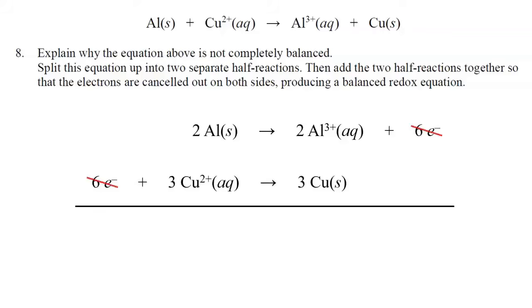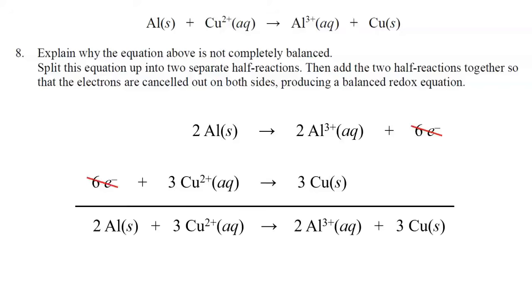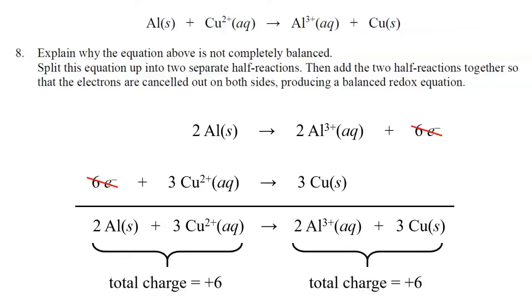And now, when I add the 2 half reactions together, this is what I get. I have 2 aluminums and 3 copper ions. I have 2 aluminum ions and 3 copper atoms. So in terms of charge, I have a total charge of +6 on both the left and the right. So this now is the overall balanced redox equation, and it's balanced in terms of both atoms and charge.